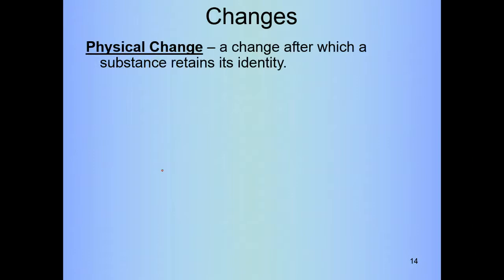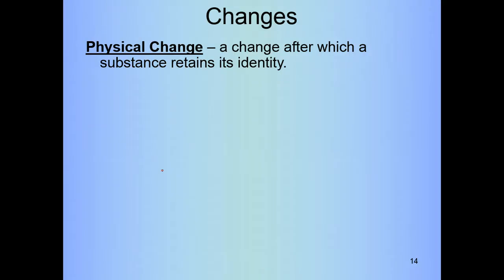Now we're ready to take a look at some changes that matter can go through, and there's two types of changes. The first one is physical change, and a physical change basically means that you still have the same substance before and after, so it retains its chemical identity. That means that it, on the molecular level, will still look the same.